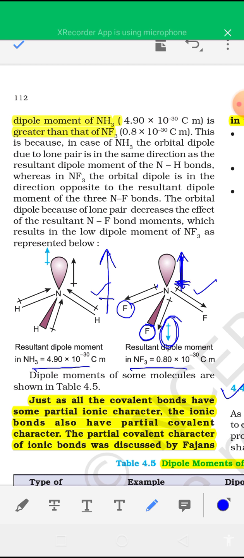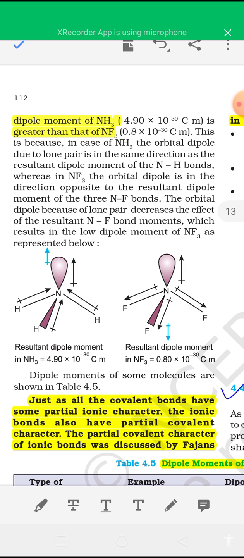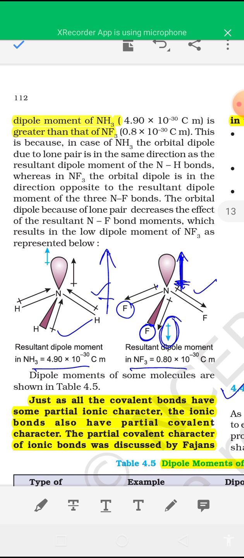But the resultant of the 3 N-F bonds is not equal to the lone pair movement. Therefore the net dipole moment is not equal to 0, but it has a small positive dipole moment, which is less than the dipole moment of ammonia. Okay, this explanation you have to remember: why the dipole moment of ammonia is more than the dipole moment of NF3.